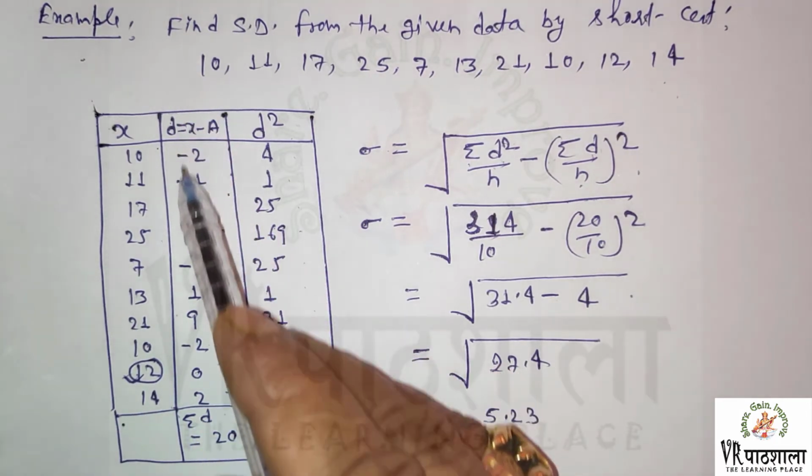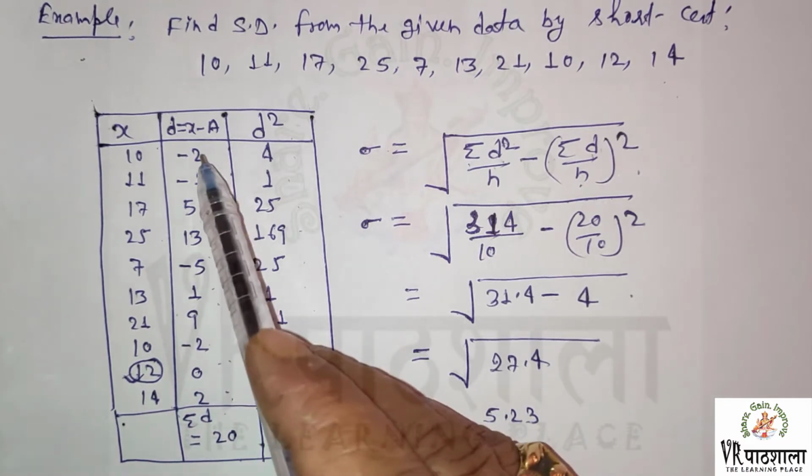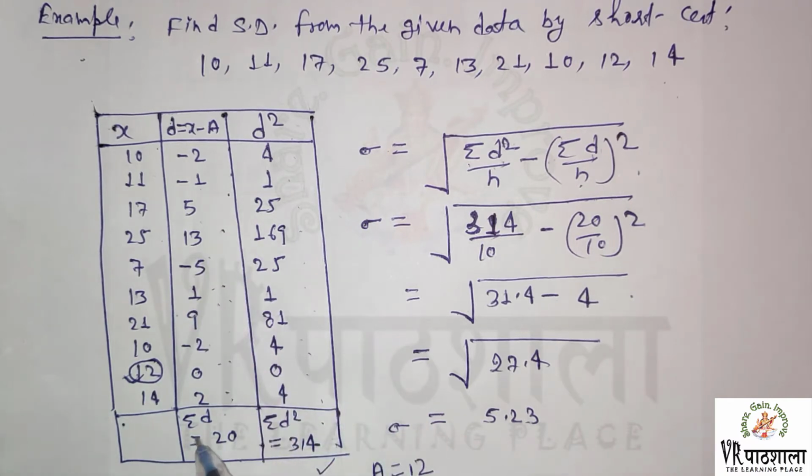And for summation d, we sum the column of d. The summation d is 20. Here negative and positive terms are both given, so we adjusted them.